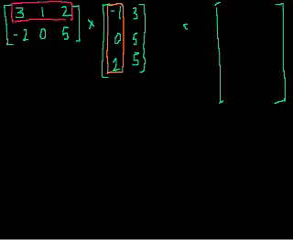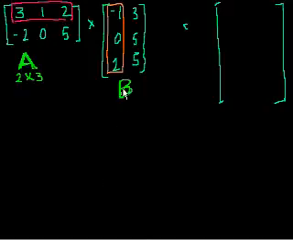So what kind of a matrix is this? Let's call this matrix A. And what are its dimensions? It has 2 rows, 1, 2, and 3 columns, 1, 2, 3. So it's a 2 by 3 matrix. And we're multiplying it times B.